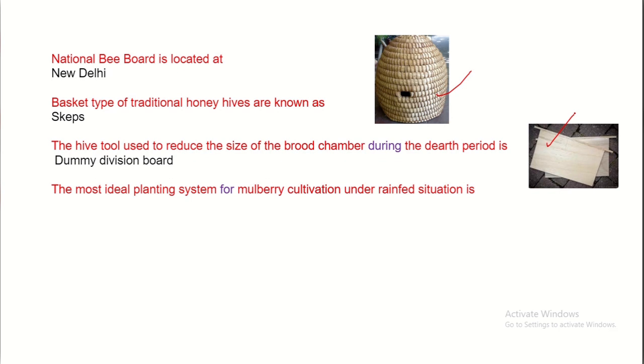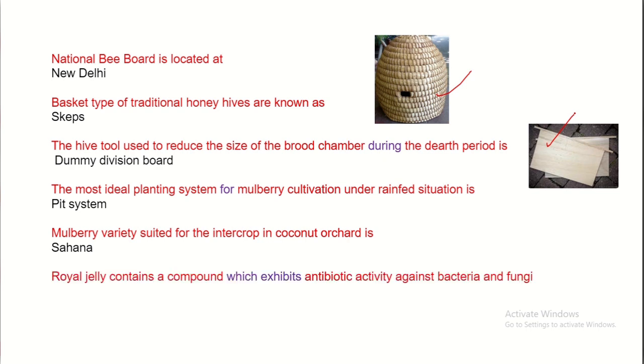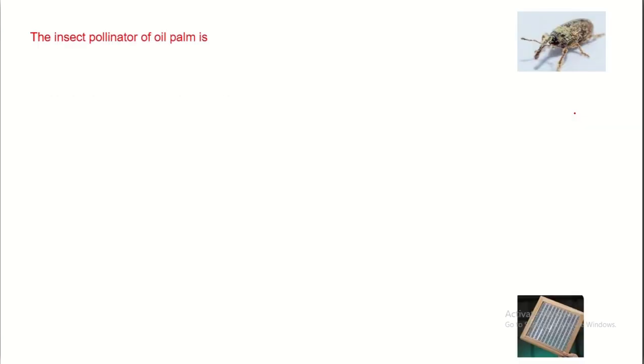The most ideal planting system for mulberry cultivation under rain-fed situation is pit system. Mulberry variety suitable for intercropping in coconut orchard is Sahana. Royal jelly contains a compound which exhibits antibiotic activity against bacteria and fungi, that is 10-hydroxydecanoic acid. The insect pollinator of oil palm is weevil, that is Elaeidobius kamerunicus.